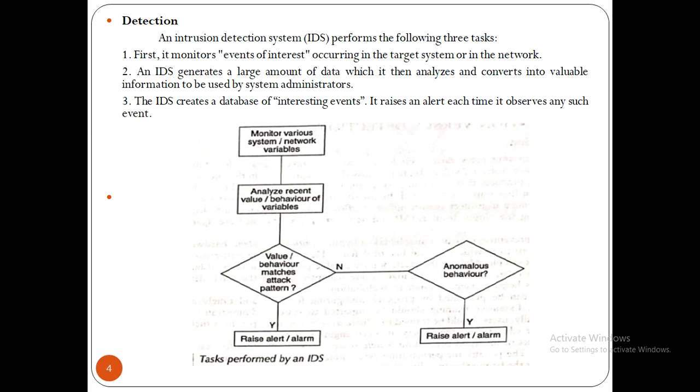And the third task is that the IDS creates a database of interesting events. It raises an alert each time it observes any such event. For example, it might be programmed to raise an alert if more than 70% of the packets received within the last 10 minutes arrive from never seen before IP addresses. These are examples of a threshold and parameters set by a human. The threshold value is the maximum value that can be manually set by a person.